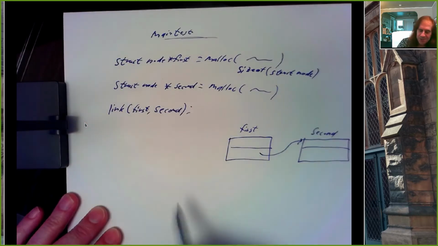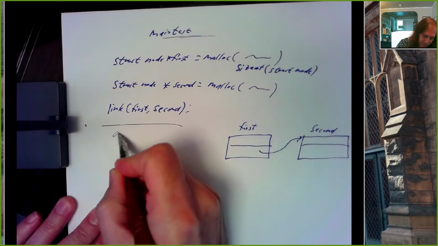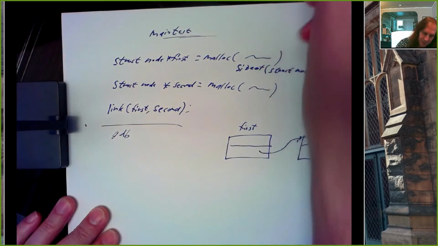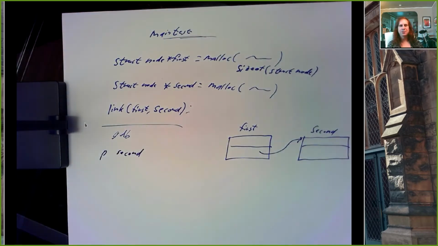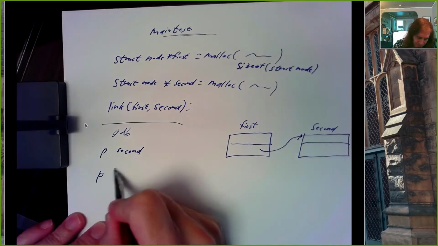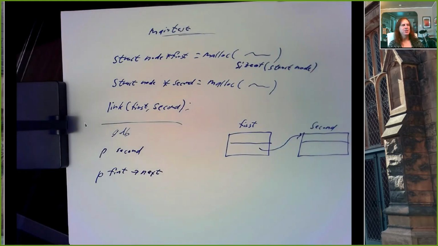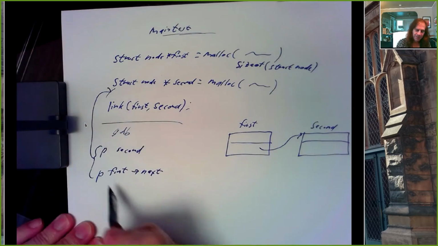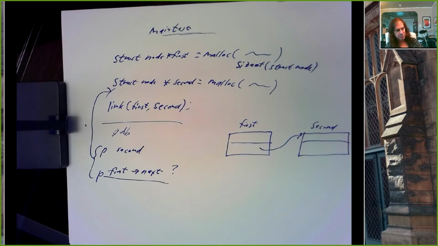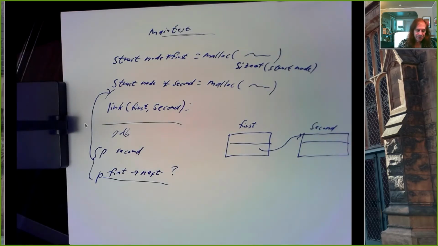Well, if you run your test program in GDB, it's really easy, right? If you print the value of second, it should show you the address where that's stored. If you print first arrow next, that should have the same address after you call link. If you do this before you call link, this will be some unknown value, probably 0. And then call link, and this should change to be equal to whatever the address of second is.